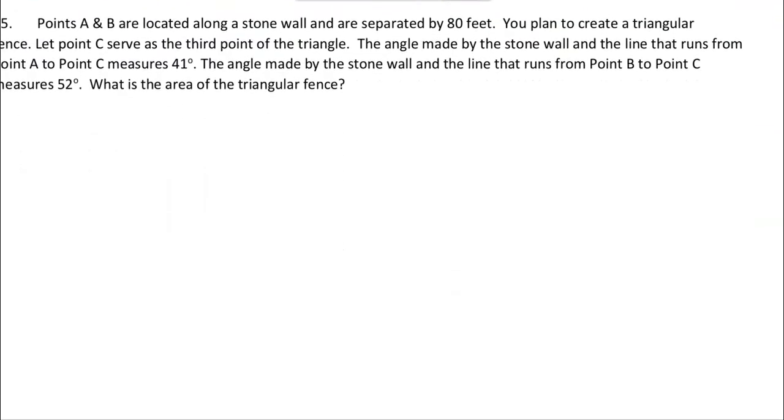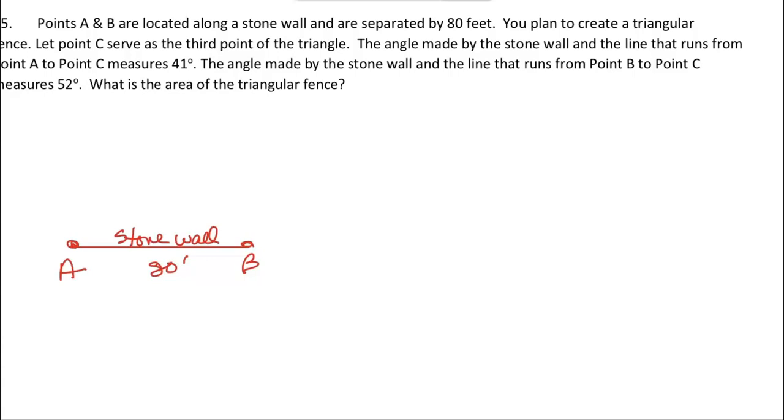I now have a triangle that's not a right triangle. And when I read this, I see that I have points A and B located along a stone wall and separated by 80 feet. Okay, so here's my 80 feet. This is my stone wall. Here's the 80 feet, and that's points A and B.